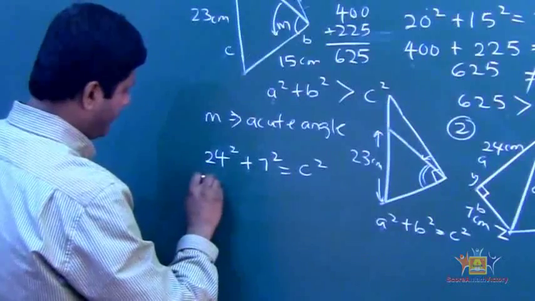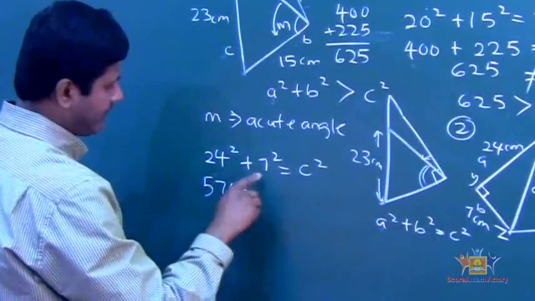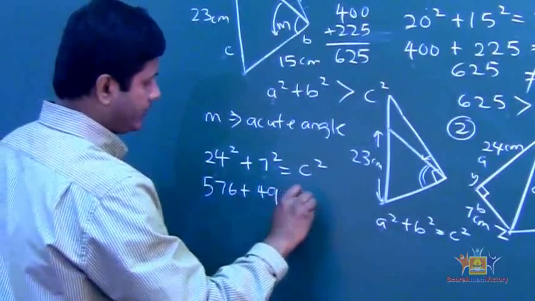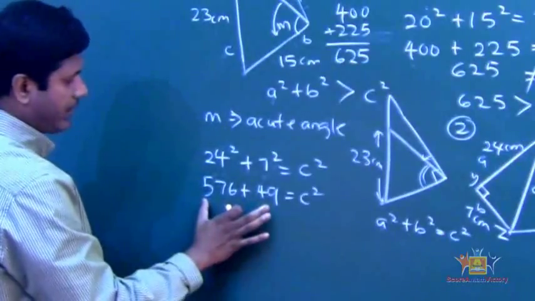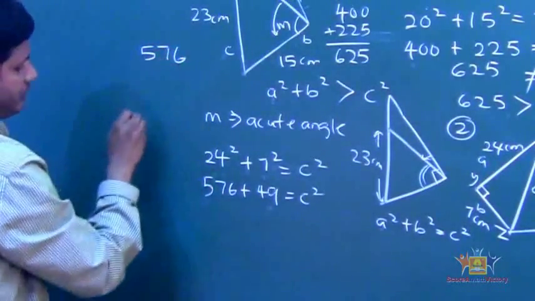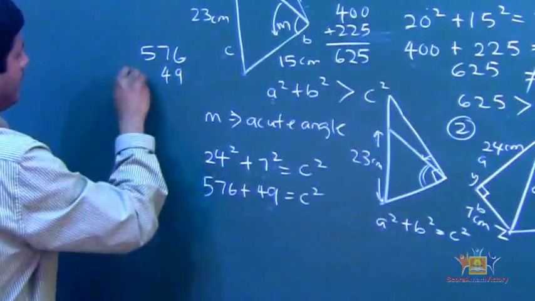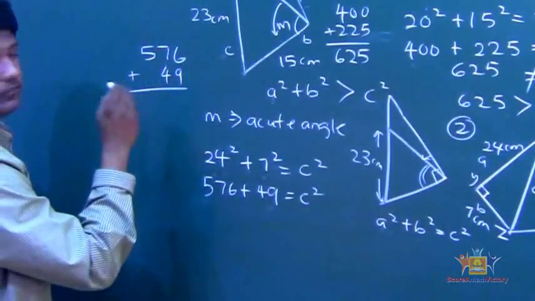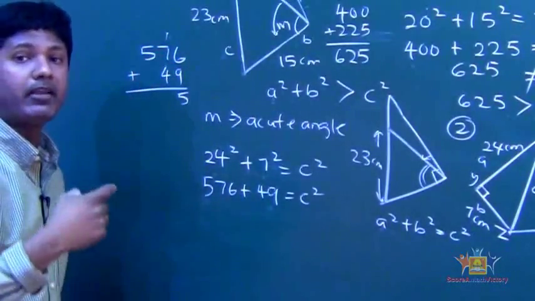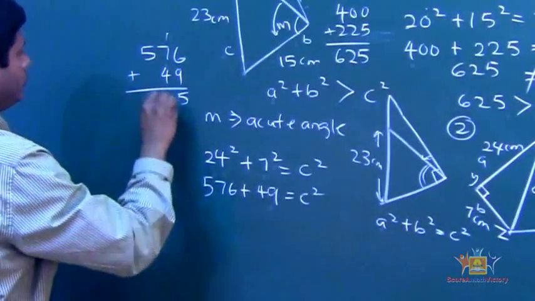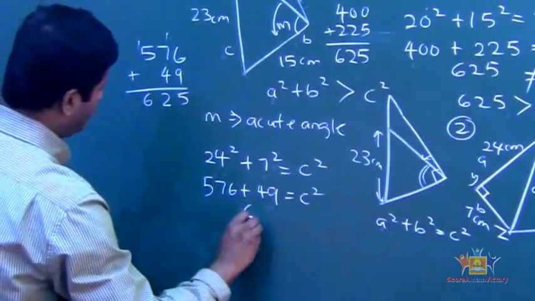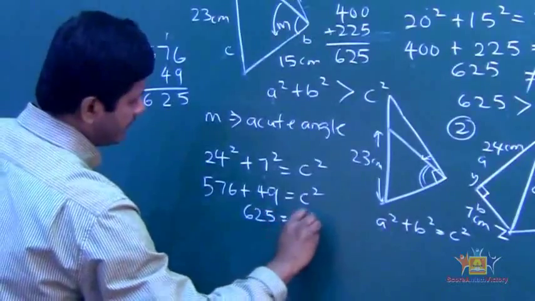Okay, so 576 plus 7 times 7, 7 squared is 7 times 7, which is 49, equals c squared. So let's add that. We're going to put 576, add that with 49, line them up. 6 plus 9 is 15, 5 carry 1, 1 plus 7 is 8, 8 plus 4 is 12, so 2 carry 1, 1 plus 5 is 6. So that gives us 625, and that's c squared.